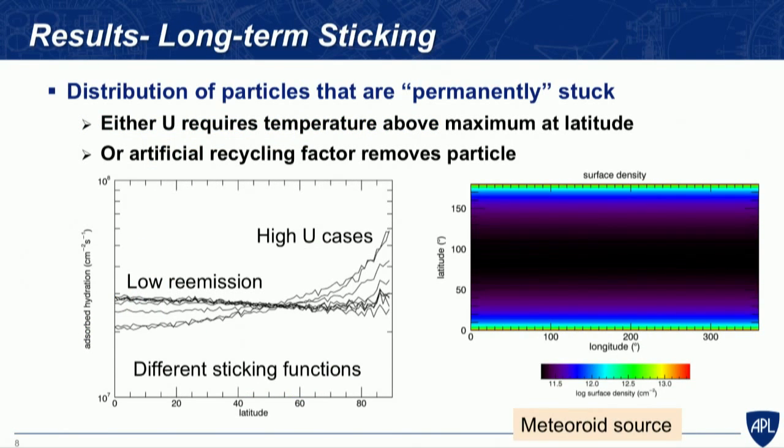We can also look at the particles in the model that have stuck or hit the surface and they're on a spot where they're never going to leave. And this is how you get a latitudinal offset. So you get higher densities at the higher latitudes of particles that are on the surface that are forming a background. In the model, I can use different sticking parameters, and you get different latitudinal distributions depending on what those choices are.